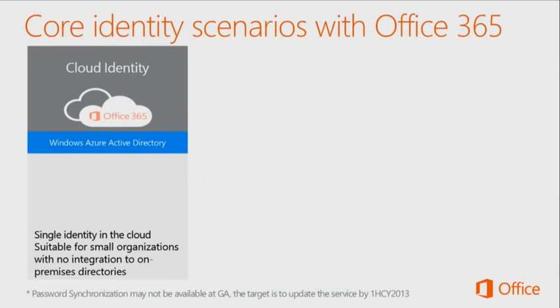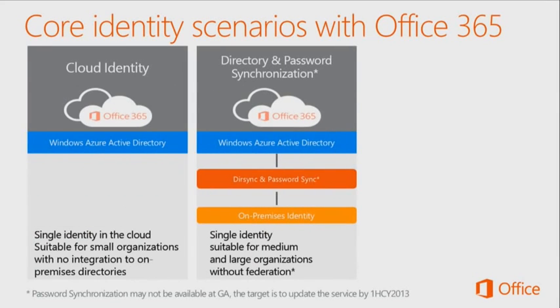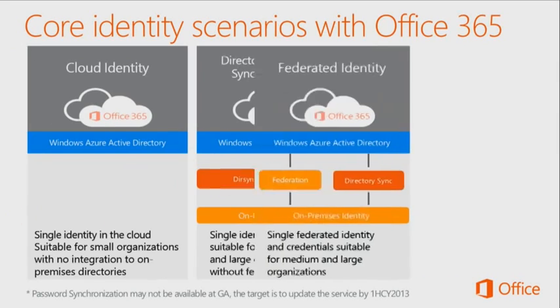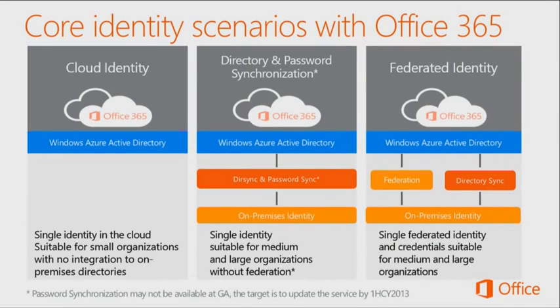The core identities with Office 365: cloud, directory and password synchronization, and then federated. Let's make sure we talk about what password synchronization is. At the bottom here, password synchronization may not be available today. The target is to update the service by, and this is Microsoft's nomenclature, 1HCY2013, which means first half calendar year of 2013. So sometime between now and the next couple weeks. Hopefully it'll be out in the next few weeks. It should be out very, very soon.